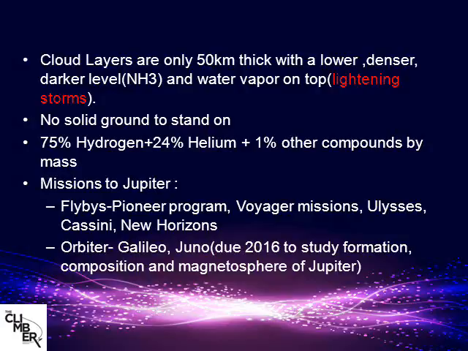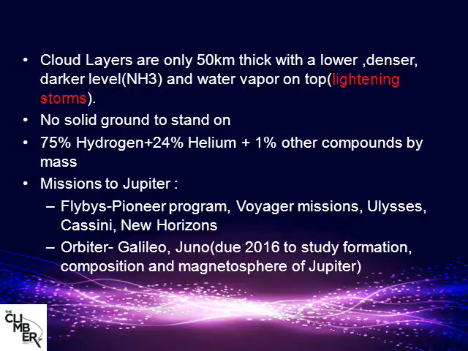Jupiter is a planet with a radius 11 times that of Earth and with a day lasting only 9 hours. This gives rise to an impossibly fast rotation rate, which creates amazing turbulence in the atmosphere of Jupiter. Some parts move faster than the others, which is the cause of the bands seen in Jupiter's atmosphere. However, these cloud layers are only 50 kilometers thick, with a lower denser layer of ammonia and a lighter layer of water vapor on top.